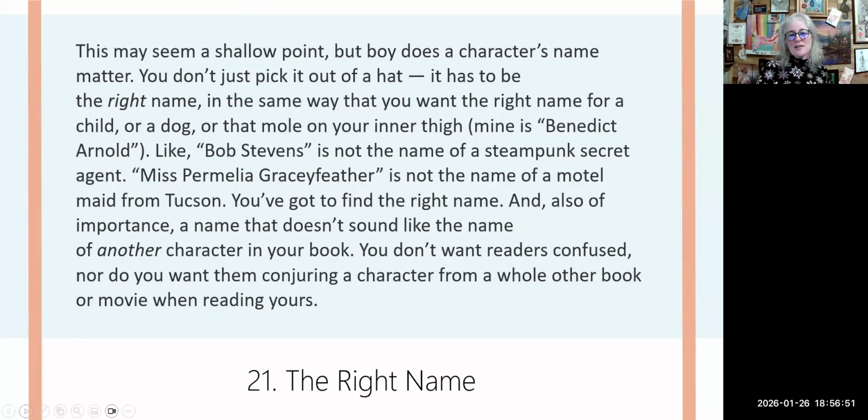Like, Bob Stevens is not the name of a steampunk secret agent. Miss Permelia Gracefeather is not the name of a motel maid from Tucson. You've got to find the right name. And also of importance, a name that doesn't sound like the name of another character in your book. You don't want readers confused, nor do you want them conjuring a character from a whole other book or movie when reading yours. Character names need to be unique from one another within the story and from other stories. You want them to have their own identity. Okay, that's important. And I have a lot more I could say there.